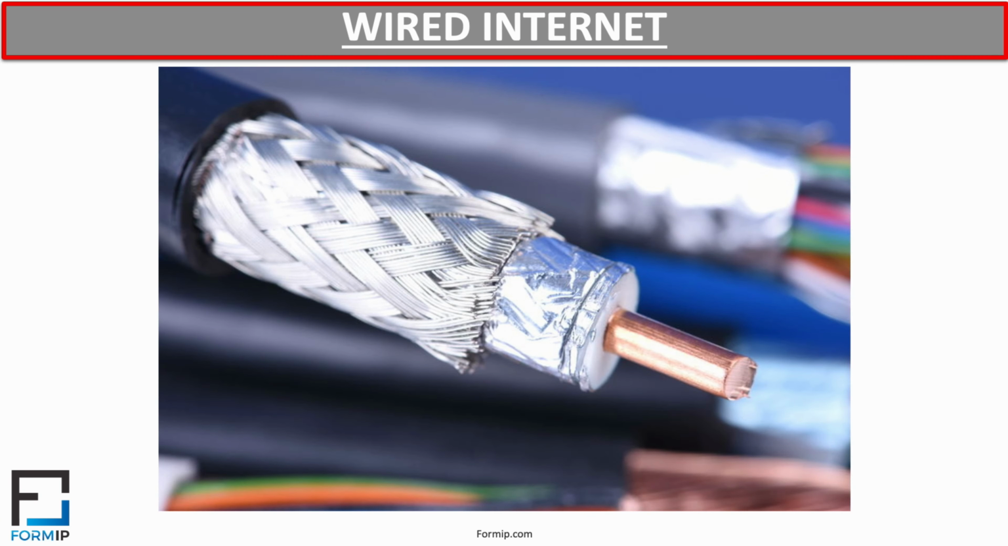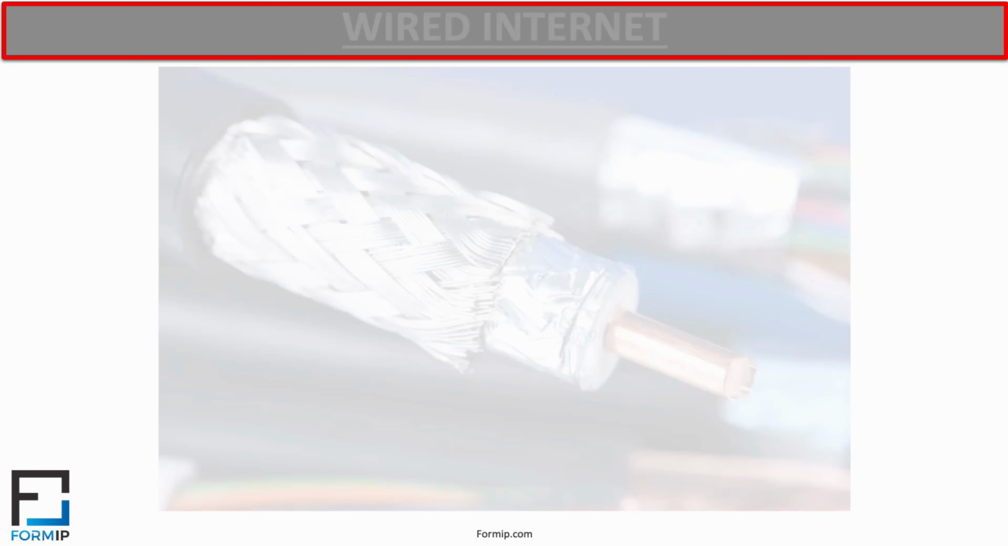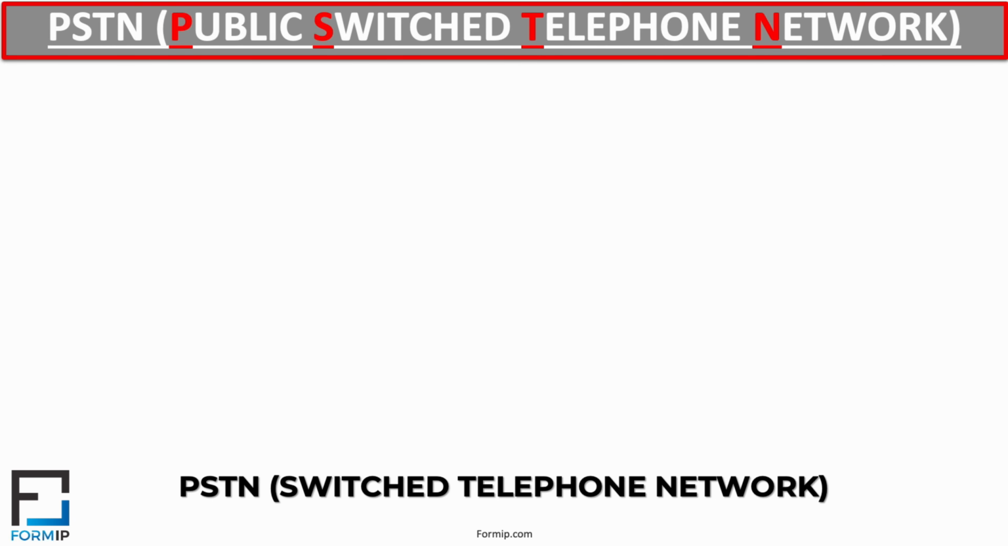It is a modem connected to a coaxial cable to provide internet services. As with DSL, the cable is also very fast and can also reach speeds of more than 50 Mbps. This type of technology is usually provided by the same cable TV provider. Internet PSTN, Public Switched Telephone Network.